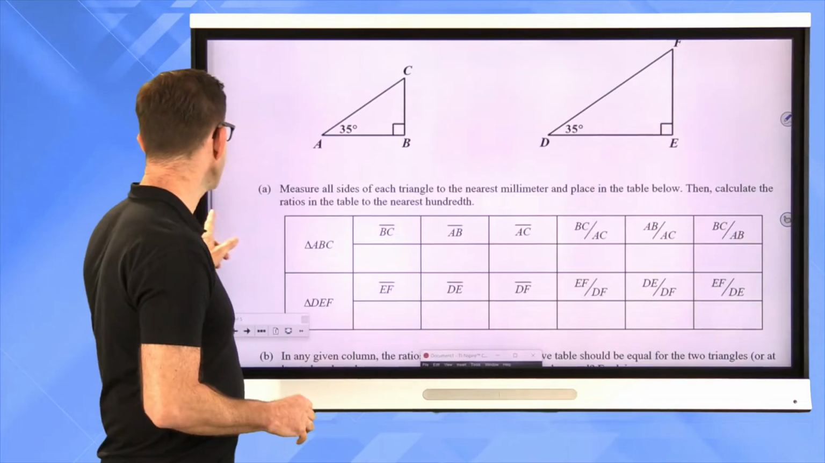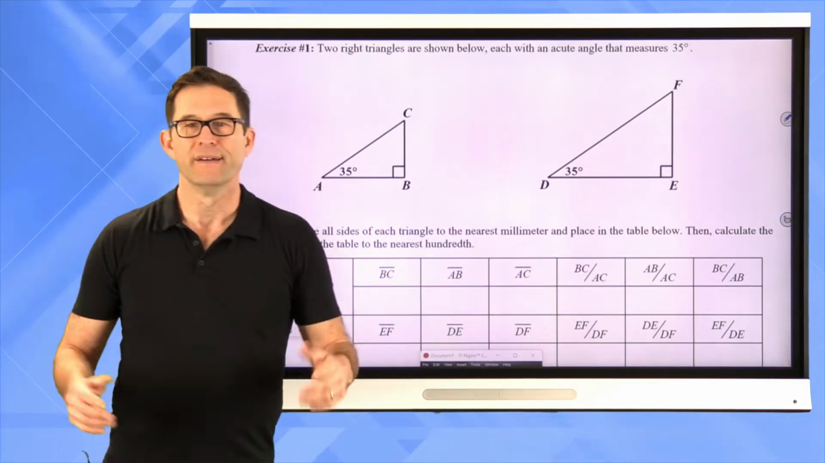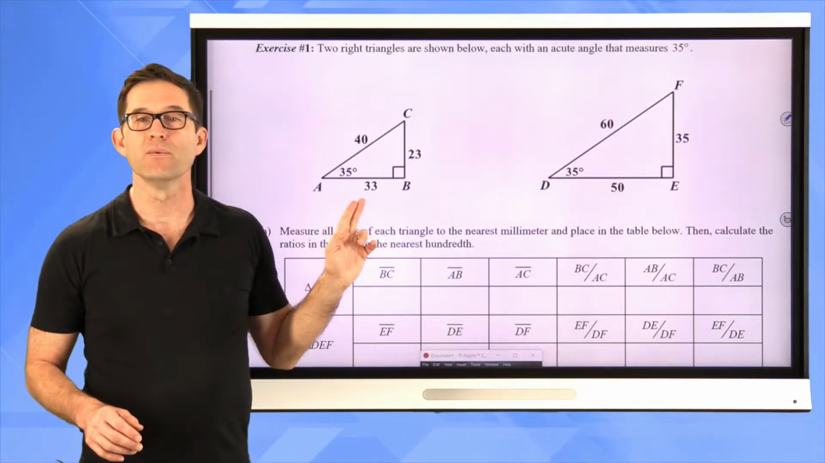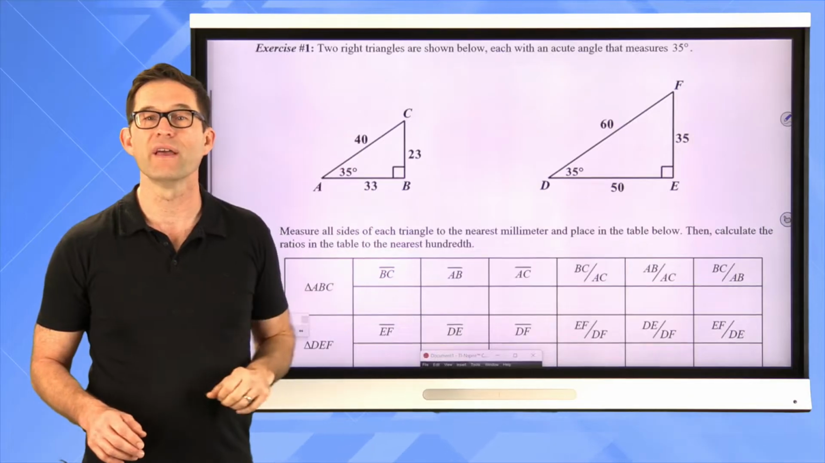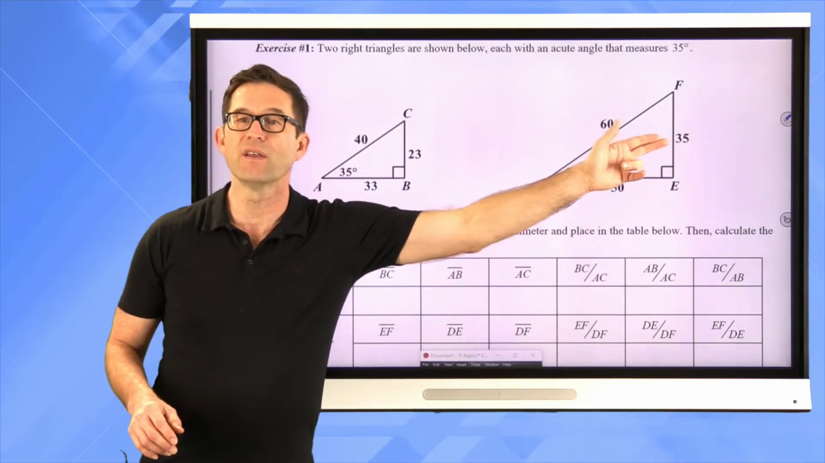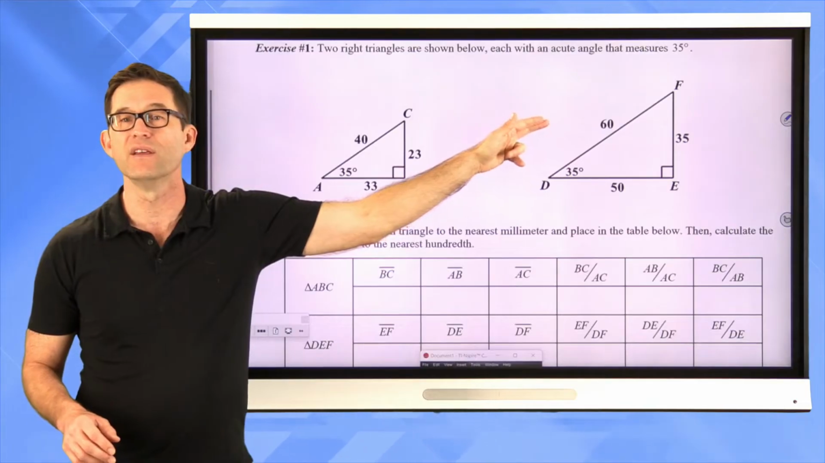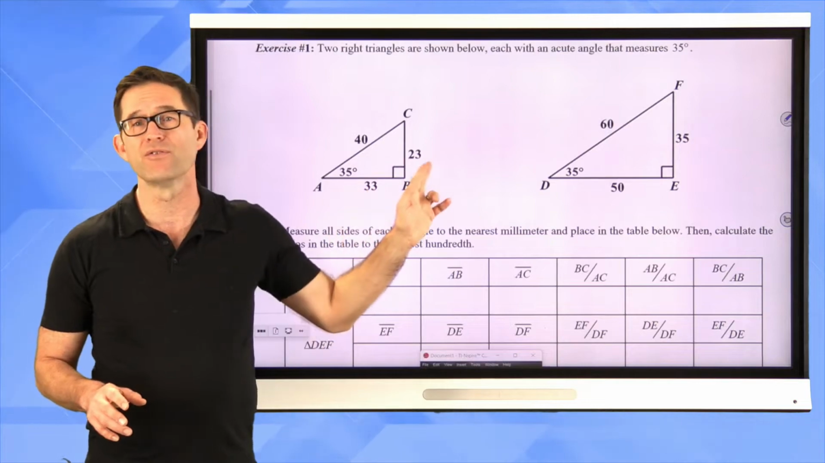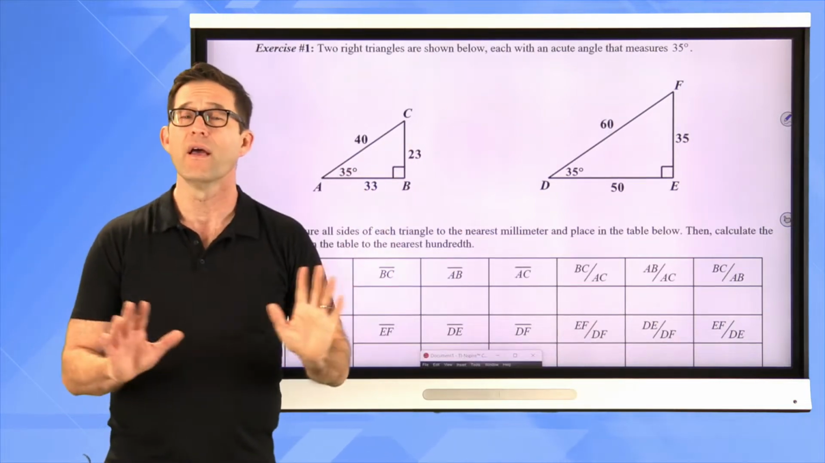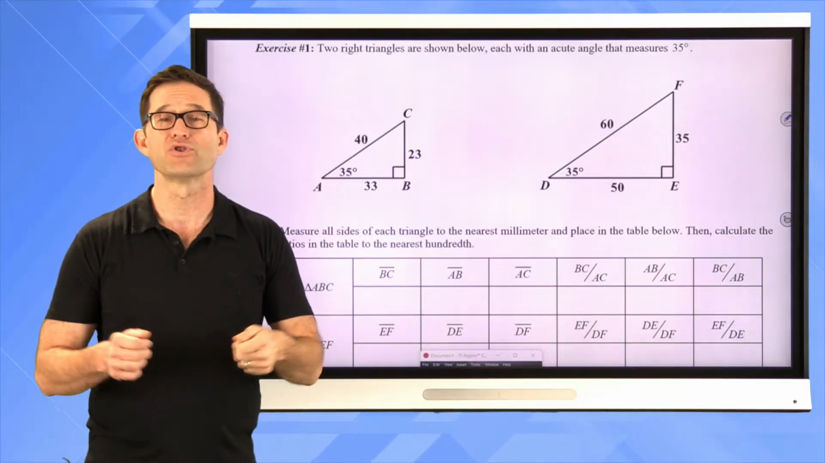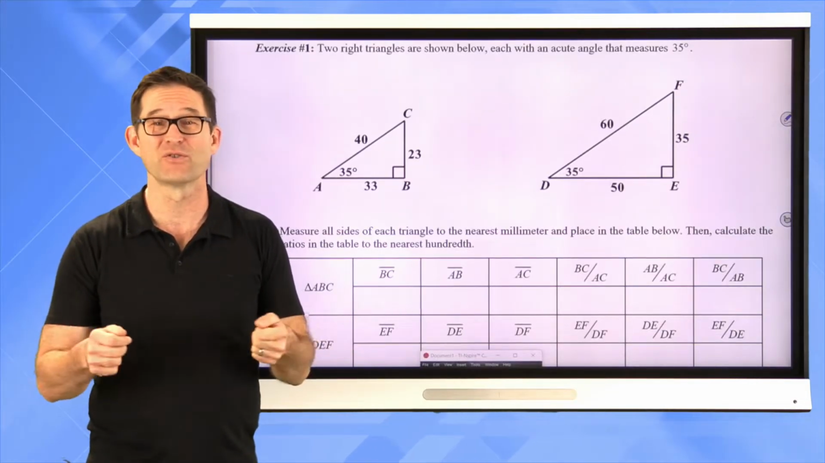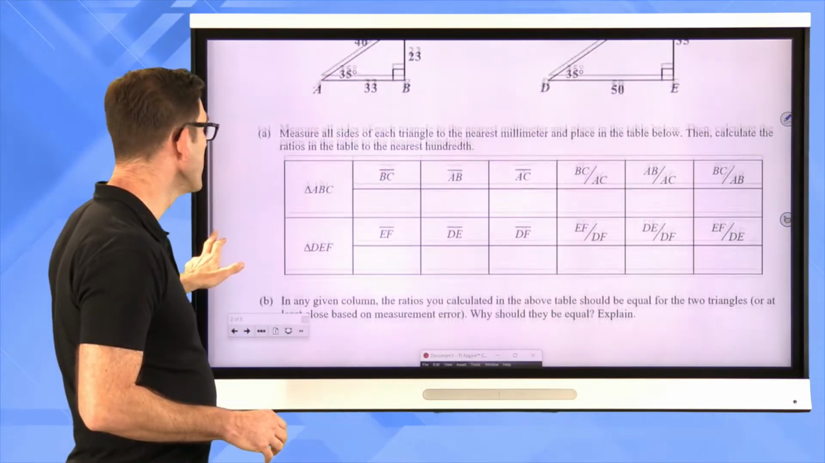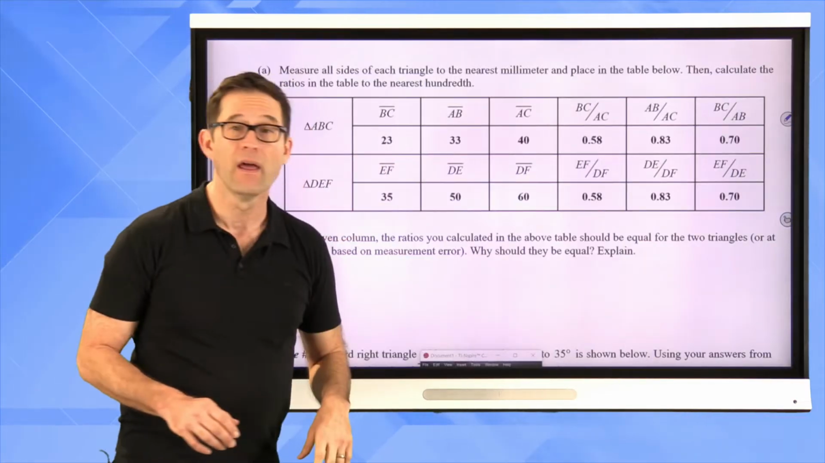All right, great. Well, I've kind of pre-done this because I didn't want to take up the 5 or 10 minutes it would take for us. So first things first, for me, I got the length of AB was 33, the length of BC 23, and the length of AC 40. I got the length of DE is 50, the length of FE is 35, and the length of FD or DF is 60. Now if yours were a little bit different than mine, maybe you had a 32 here, a 21 here, a 39, etc., that's fine. Depending on how much your worksheet has been dilated, increased or decreased in size, your values might be a little bit different.